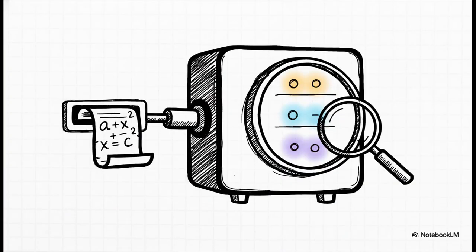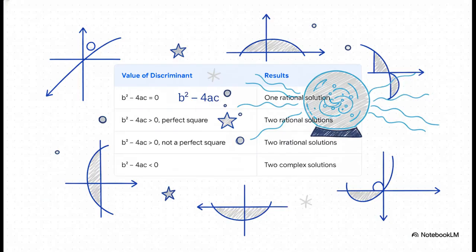But check this out. The formula has a hidden feature. It's not just for solving problems, it's also a diagnostic tool. It can actually tell you about the kind of answers you're going to get before you even finish the calculation. See this part of the formula right under the square root sign, the b squared minus 4ac? That's called the discriminant. And just by calculating this one little value, you can tell if you're going to have one solution, two nice, clean, rational solutions, or even two solutions that involve complex, imaginary numbers. It's like having a crystal ball for your equation.